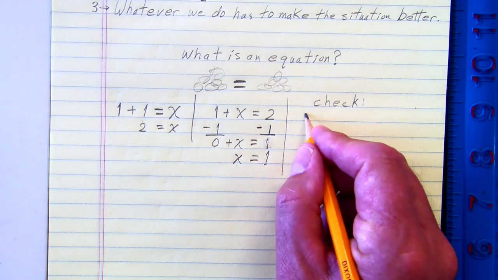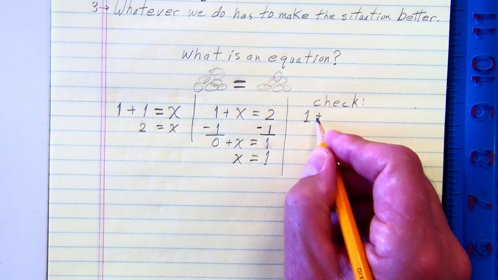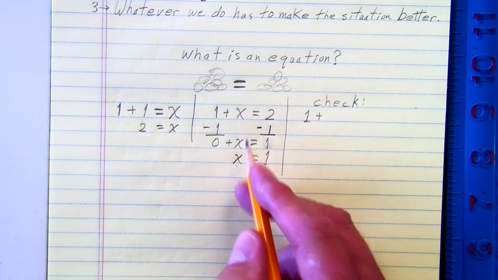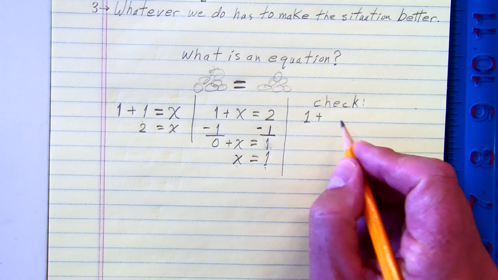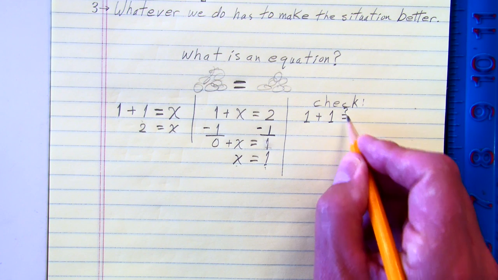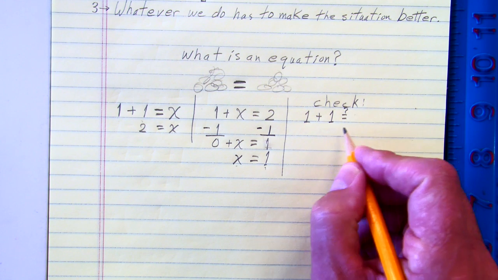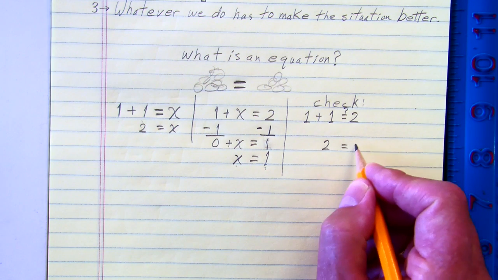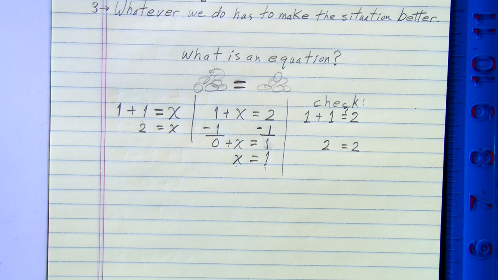I'm going to rewrite my equation, and I'm going to substitute. I'm going to take this x that I started with, and I'm going to put my answer in here. And I like to put a little question mark over my equal sign. Does 1 plus 1 equal 2? And we can see that it does.